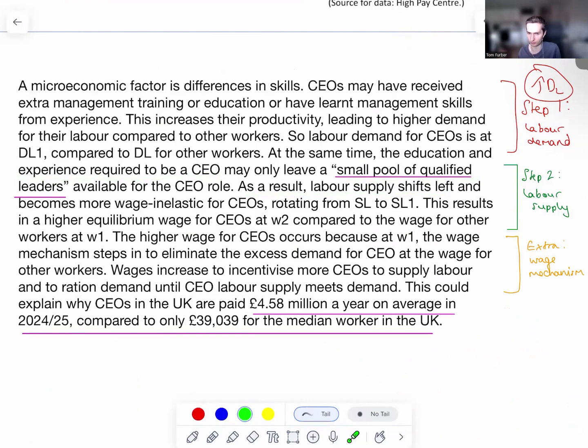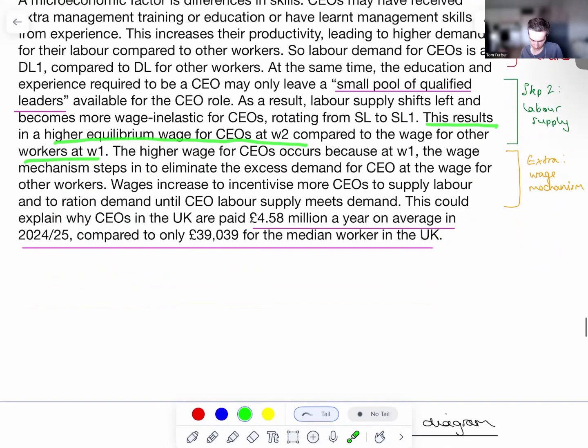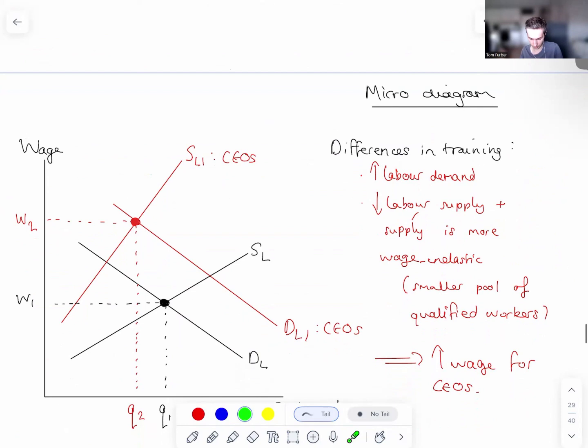If there's a small pool of qualified leaders, then you need to raise the wage a lot more to generate an extra increase in labour supply to find an extra worker to come to your firm. This results in a higher equilibrium wage for CEOs, at W2 compared to the wage for workers at W1. See this in the diagram. So you've got supply of labour falling and becoming more wage inelastic. And so the wage for CEOs is higher at W2 compared to the wage for other workers at W1.